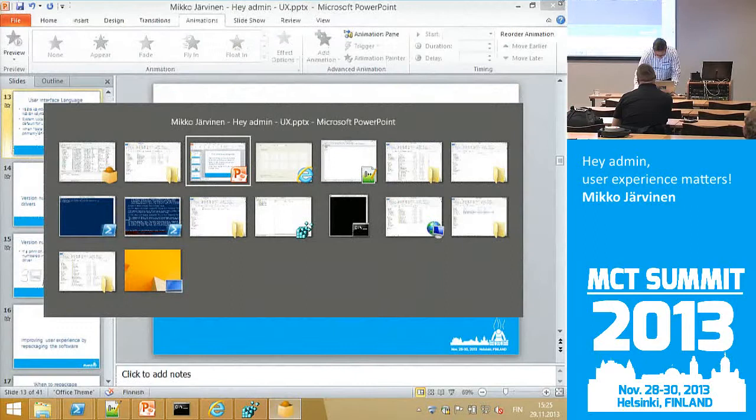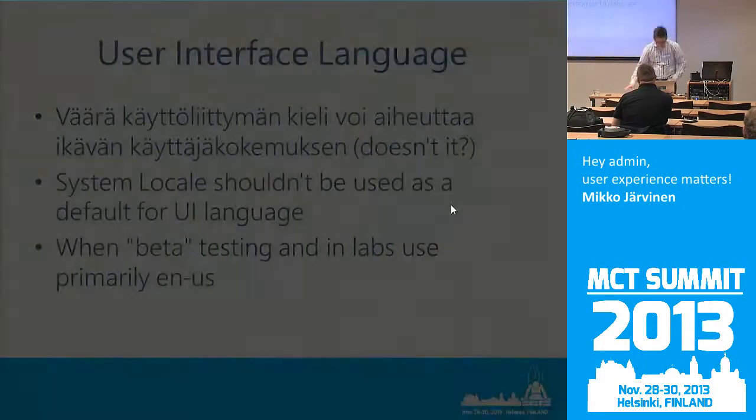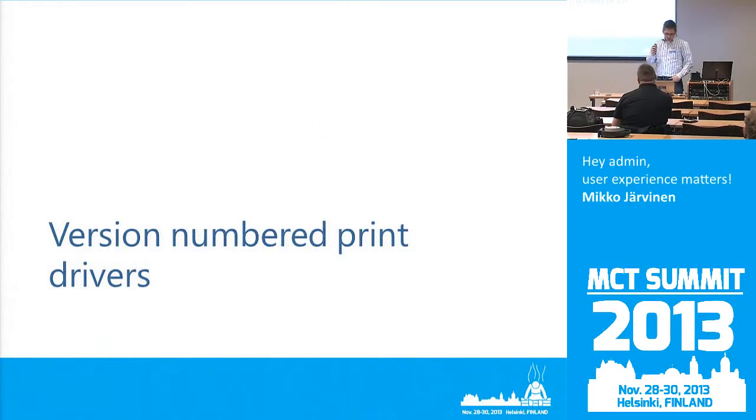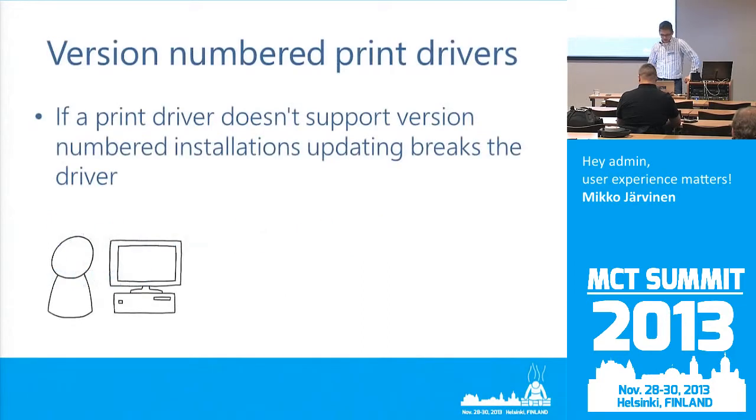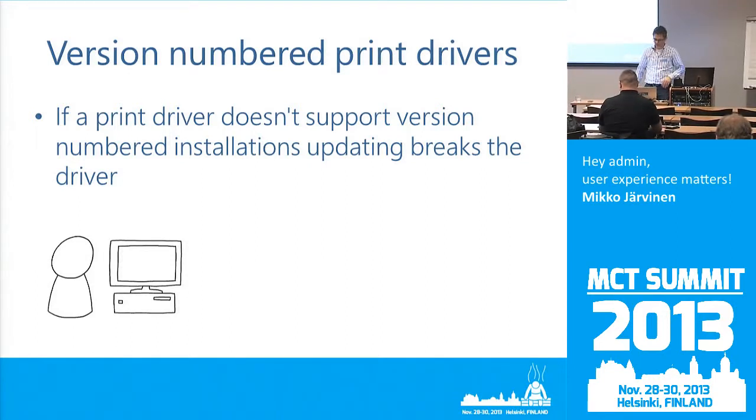Okay, back to the slides. Version number print drivers. This is an example of when system administrators have very little to do with the printer drivers. We can't make our own printer driver. Well, we can, but we don't have resources to make new print drivers. The problem is that if a print driver doesn't support version numbered installations, then you can't just upgrade the older print driver with the new version if it's in use. It will just break the driver.